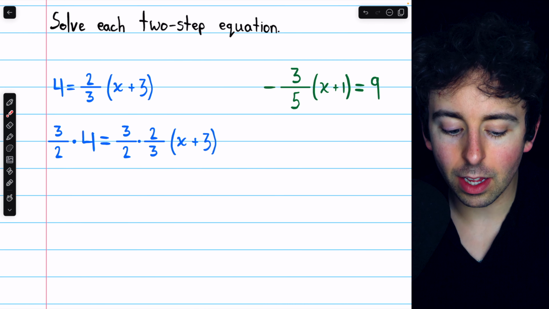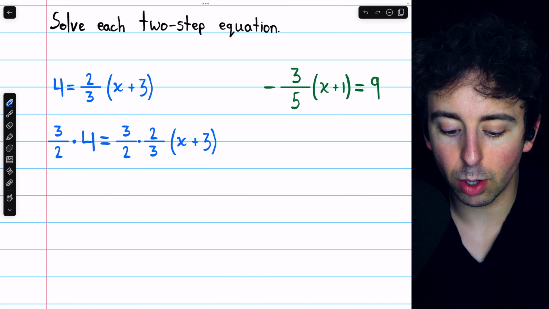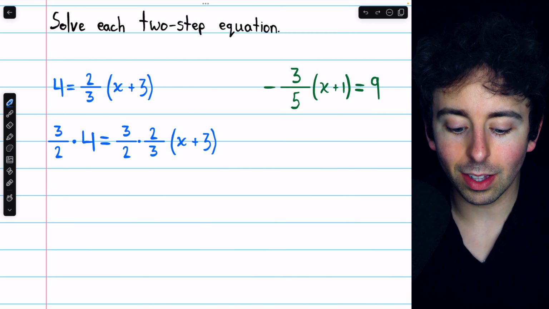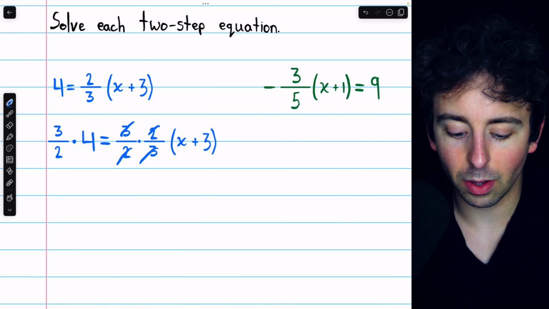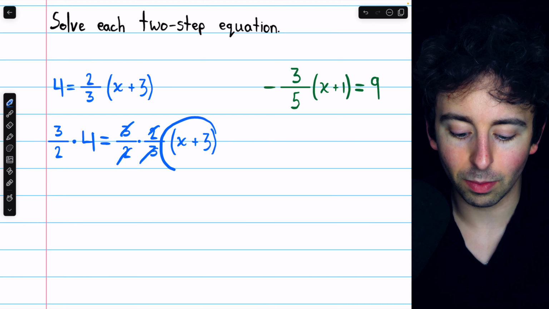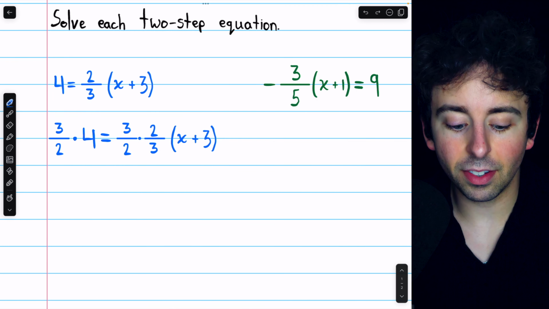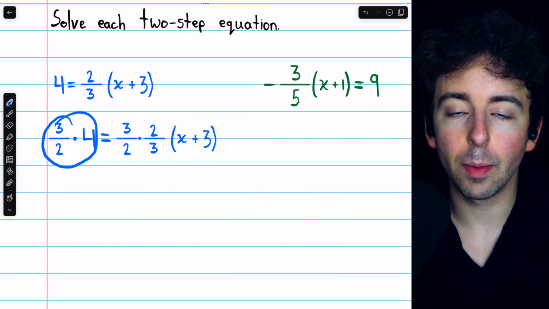Now here on the right, the whole point of multiplying by 3 over 2 was to cancel out with the 2 over 3. And you can see how that works. The 3's cancel out, the 2's cancel out. So that would just be 1 times x plus 3. On the left side, we have 3 over 2 times 4.